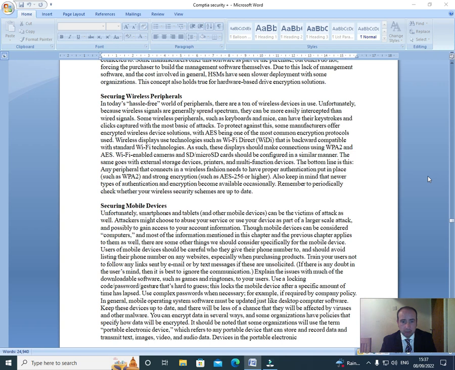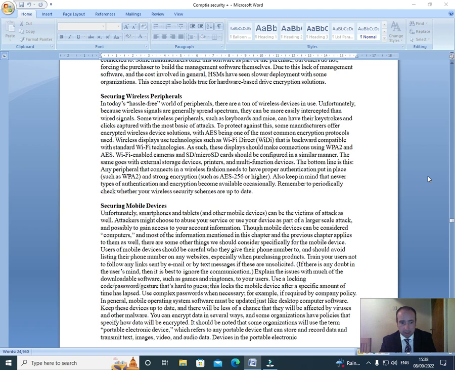Wireless displays use technologies such as Wi-Fi Direct WiDi. This is backward compatible with standard Wi-Fi technologies. As such, these displays should make connections using WPA2 and AES. Wi-Fi enabled cameras and micro SD cards should be configured in a similar manner. The same goes for external storage devices, printers and multifunctional devices.